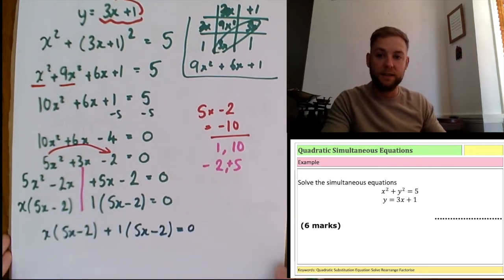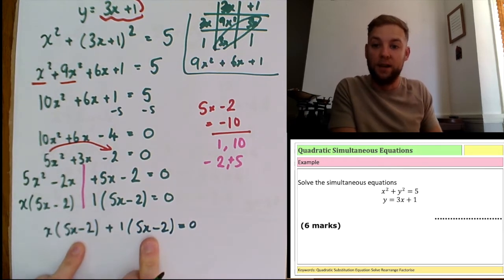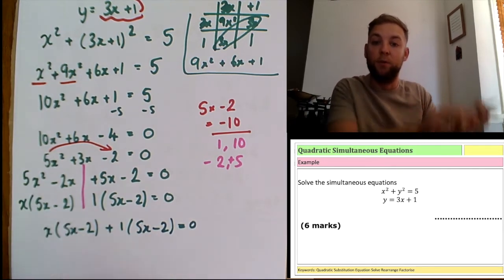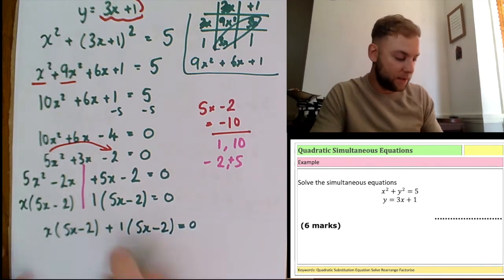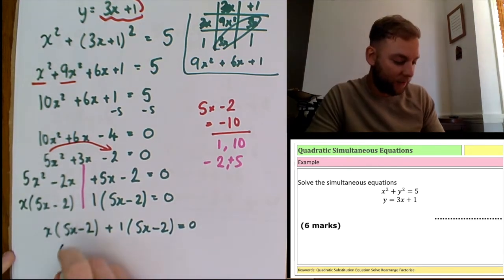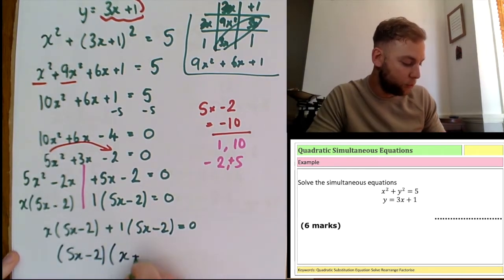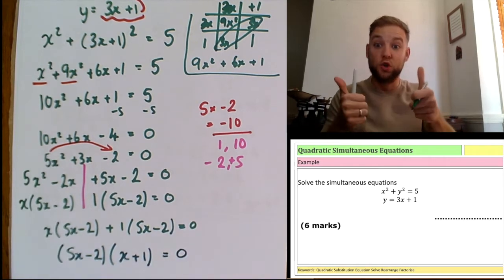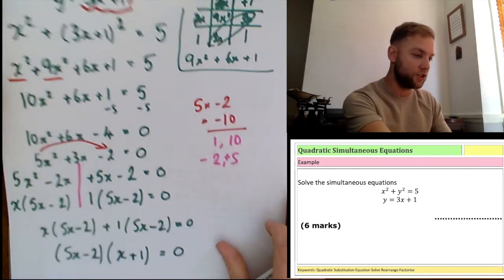And then what we need to do with this one is we've got a bracket in common in both of these. So we've got 5x minus 2 in common in both of them, so we're taking that out as a common factor. So it's going to be 5x minus 2 bracket x plus 1 is equal to 0. Super, now I've factorised that. So the next stage of this is that I need to solve this.